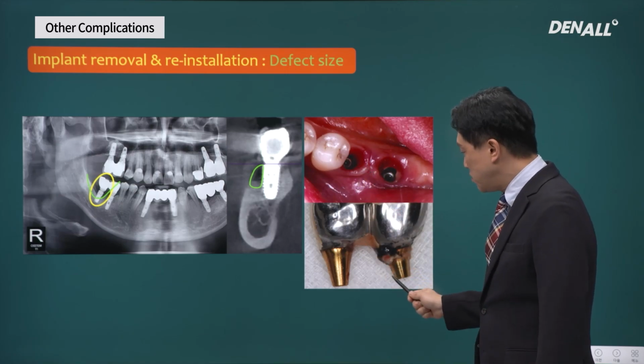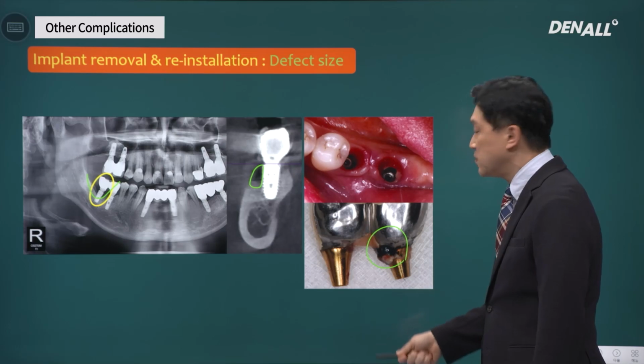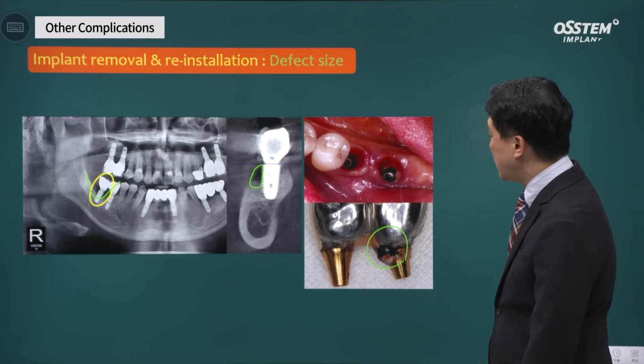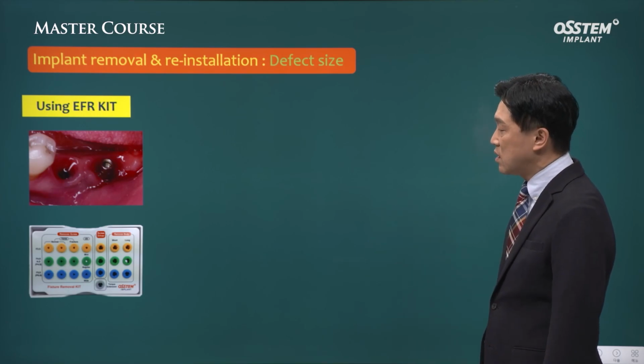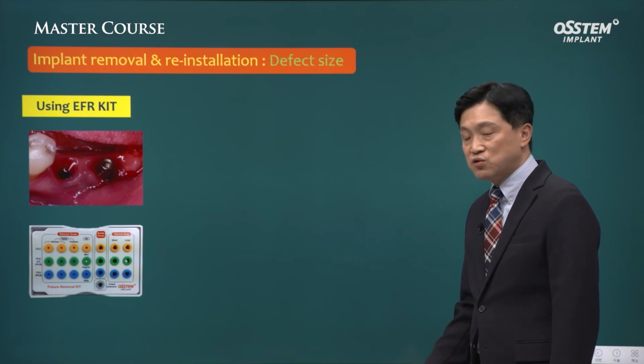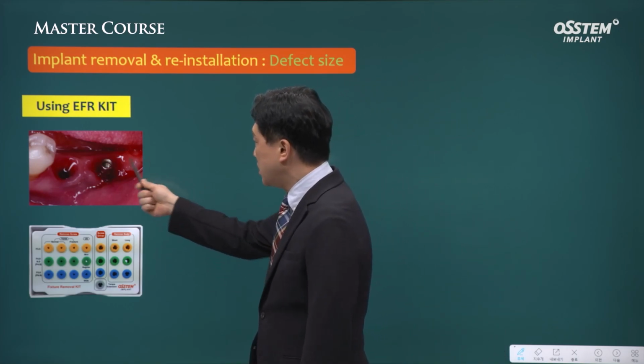I removed the prosthesis on top of the implant, and on the mesial side of number 7, there was a huge calculus, and because of that, bone loss occurred. Perhaps it occurred the other way around. In order to reduce defect size, the EFR kit was used for implant removal.